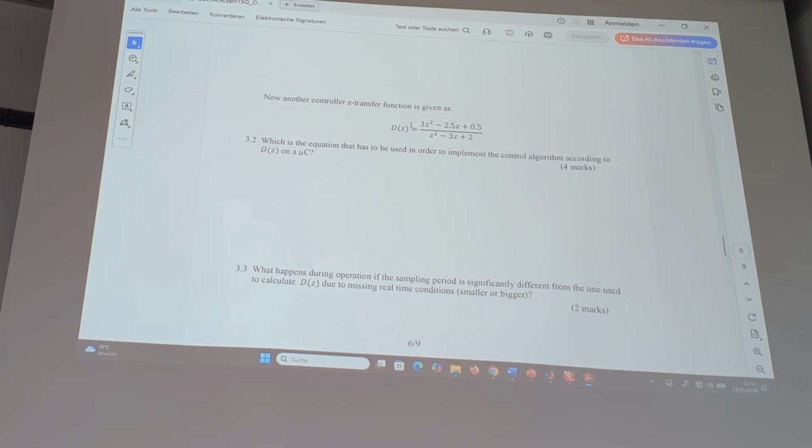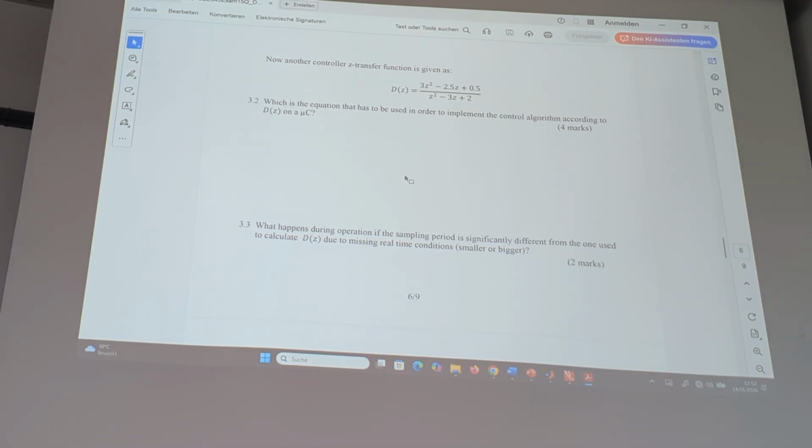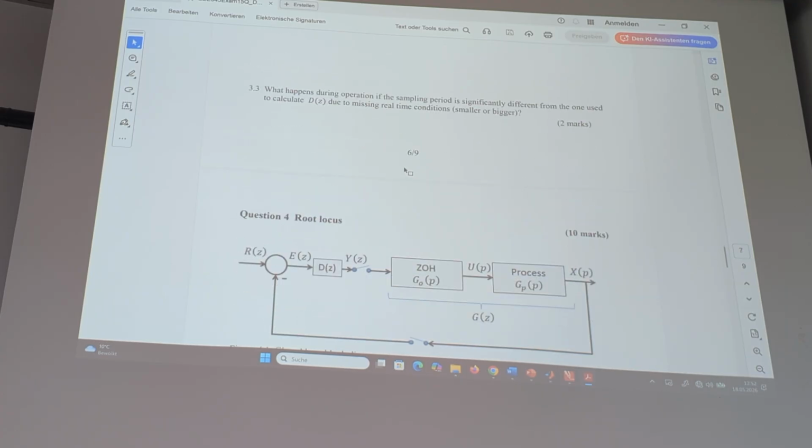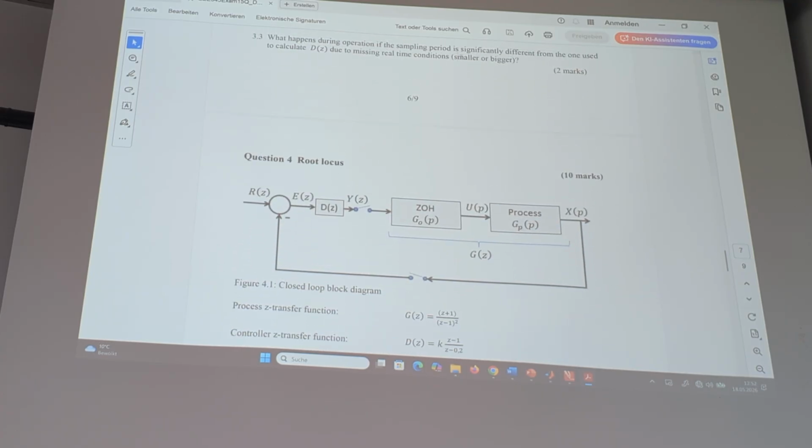It's not the case. If you define the sample time to be 1 second, then you have to stick to it, and you have to wait if your computer is calculating faster. Otherwise you have the same effect as if you have wrong controller parameters. So in both cases, smaller and bigger.